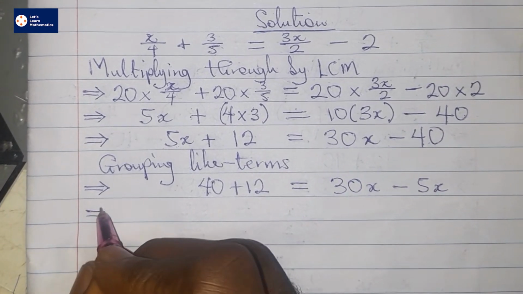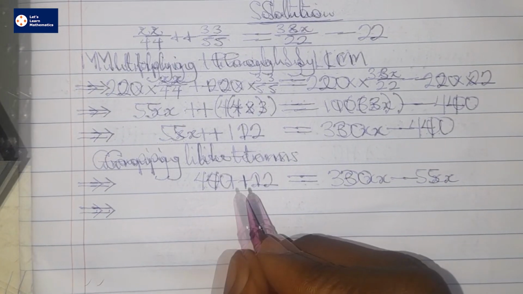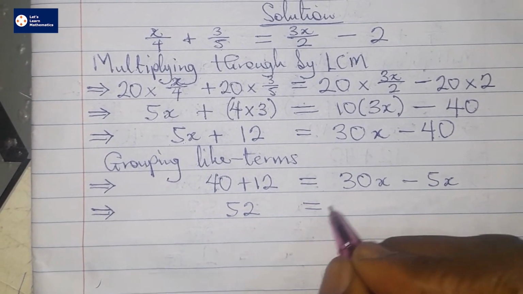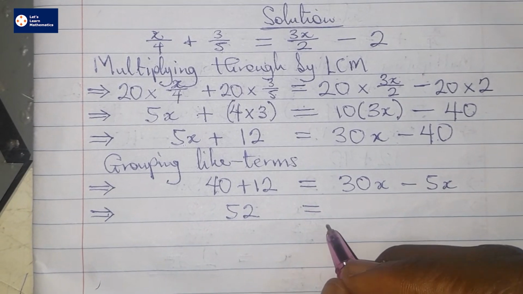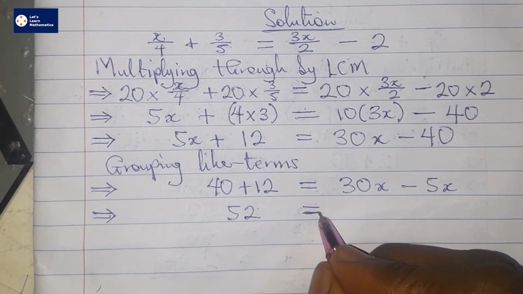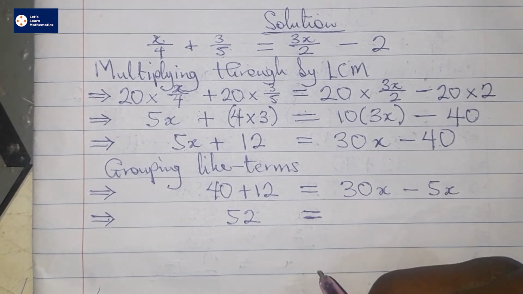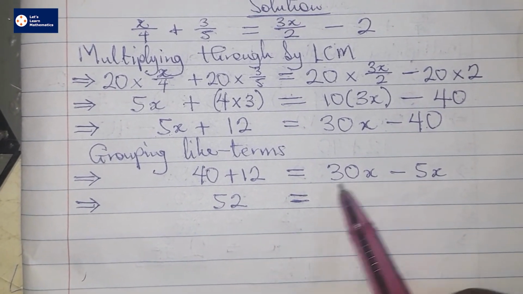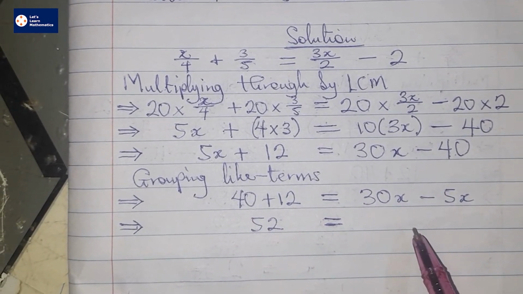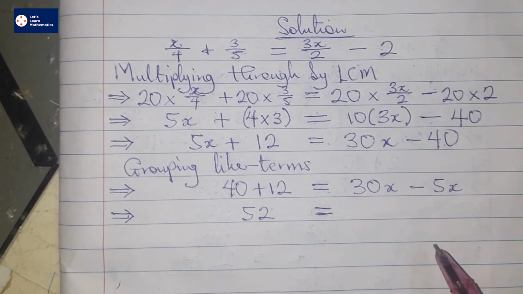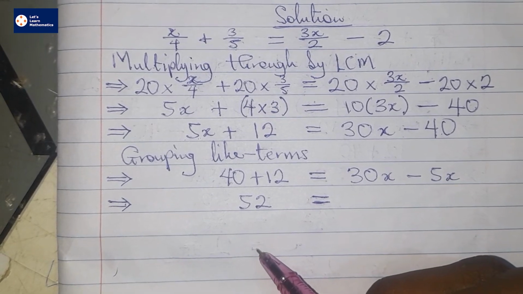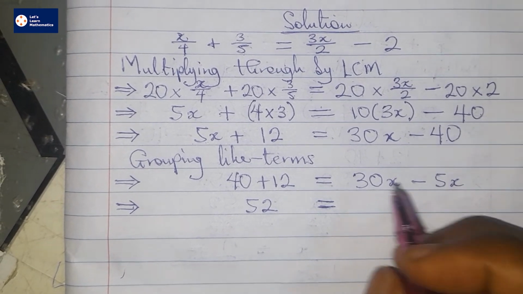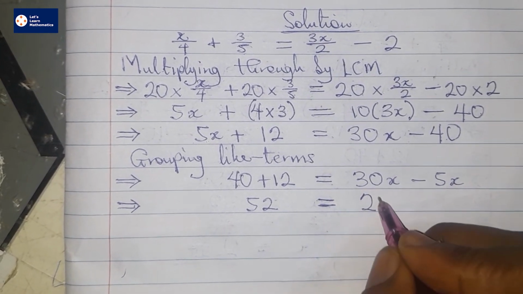So let's simplify it further. The left hand side, 40 plus 12 will give me 52. And on the right hand side of my equal to symbol, my bridge, that is what I usually call it, the equal to symbol, I call it a bridge. So when you are crossing the bridge and you are positive, you become negative. When you are crossing the bridge and you are negative, you become positive. Alright, so 30x minus 5x will give me 25x.